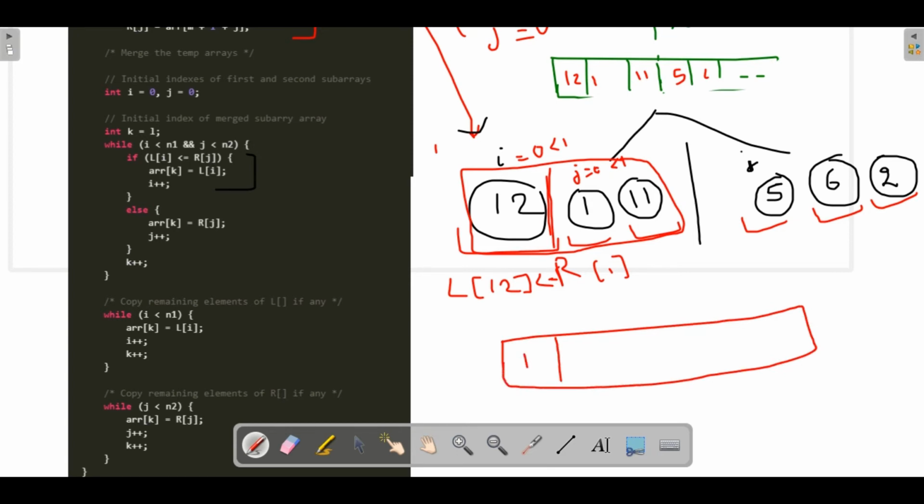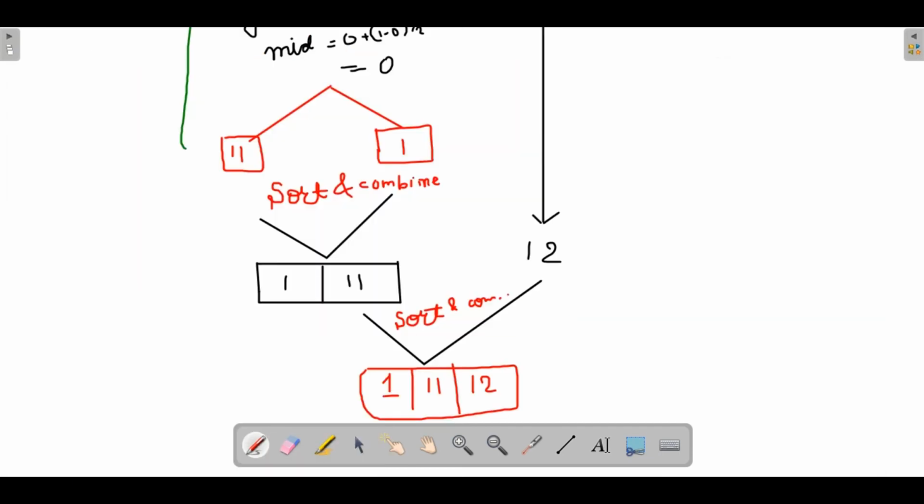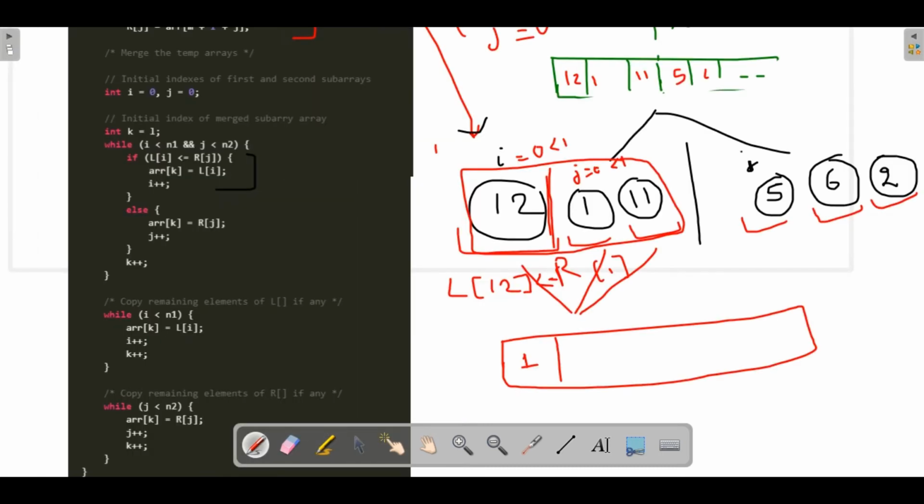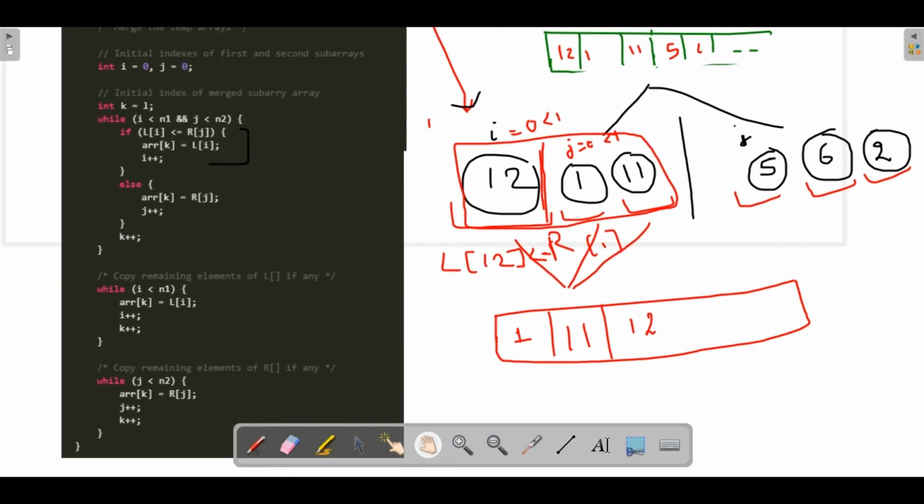Okay, and after that, see, this procedure continues, because we would be merging, combining this, because this is our part number 3, sort and combine. So 1, then it would come 11, then it would come 12. So when this is over, we would be checking. Now understand this.